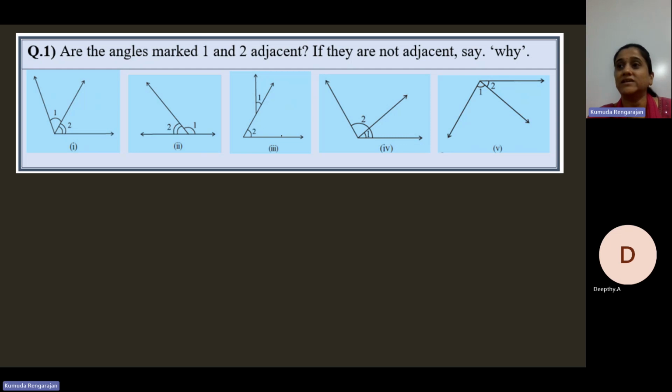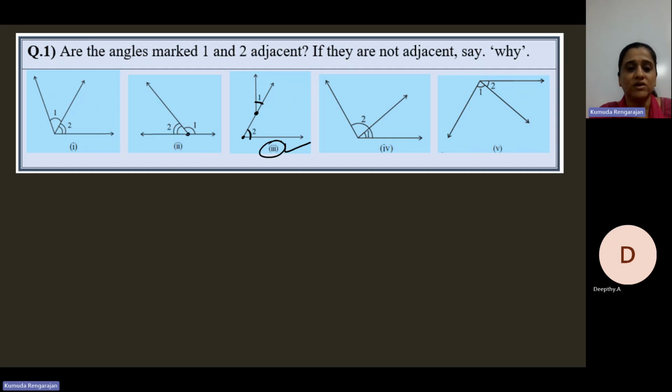So in figure 3, Shivani told us that they are not adjacent angles. Angle 1 and angle 2 are not adjacent angles because this is the vertex of angle 1 and this is the vertex of angle 2. They have two different vertices. What is the condition for adjacent angles? They must have a common vertex. That itself is not satisfied, so don't check the others. Don't check if they have a common arm. Don't check if the non-common arms are lying on either side. All three conditions must be satisfied. The first one itself is not satisfied, then that's all. They are not adjacent angles for figure 3.